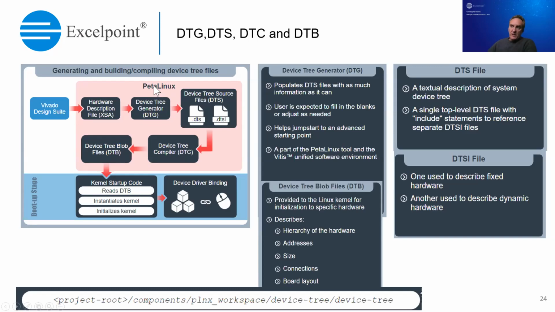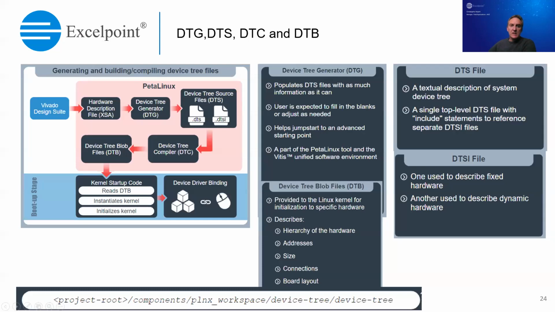Device tree generator, as I said, is part of Petalinux, but also the Vitis unified software environment. So it's good to spend a bit of time on this because device tree, probably the Linux experts in the session here will know more about this than me, but this is typically where things can fall over. So the device tree generator generates device tree source files with either .dts and .dtsi extensions.